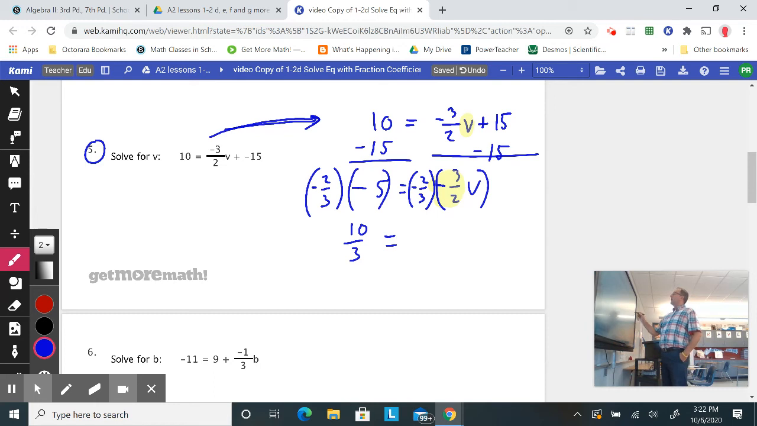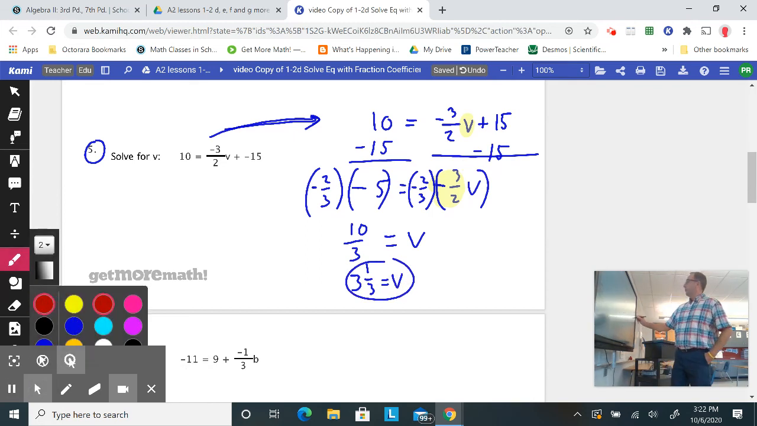On the other side, multiplying reciprocals, you get a 1. And 1 times the variable v is a v. And 3 goes into 10 3 whole times, which equals 9. So you have a remainder of 1, so 3 1/3 is the exact solution.